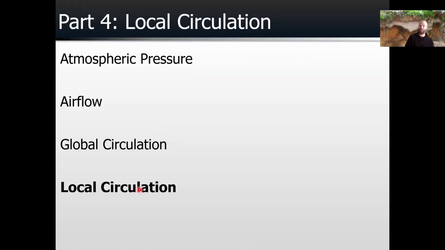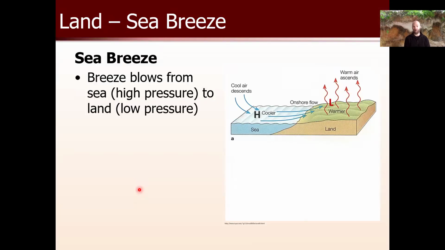So now let's apply and reapply what we're learning to more local scale circulation patterns. This happens in Marquette, it happens near oceans, really any large landmass that's adjoining a body of water. We have both sea and land breezes. A breeze blows from the sea, where there's effectively a high pressure, to the land, where there's a lower pressure.